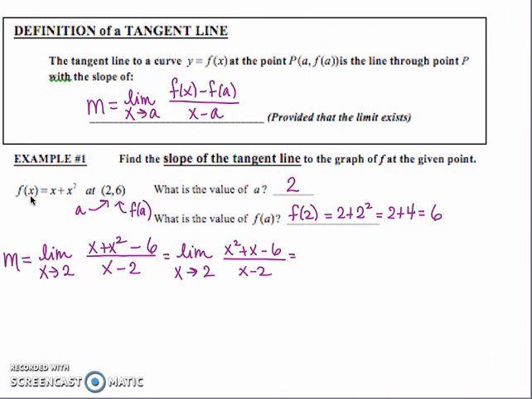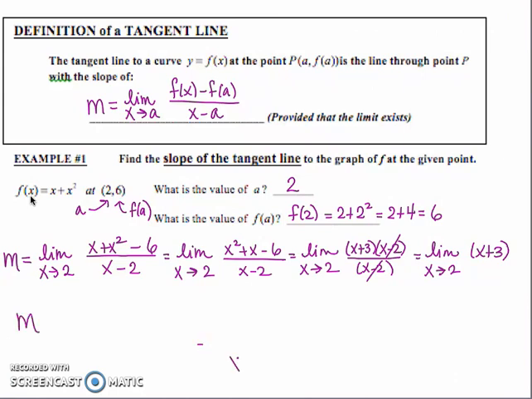And now I'm going to look at factoring that. That's an easy factor. Two numbers that multiply to make a negative 6 and add to make a positive 1 are going to be positive 3 and negative 2. So x plus 3 times x minus 2 over x minus 2. Now you can see those x minus 2's are going to cross out. So we are left with the limit as x approaches 2 of x plus 3. So now we can evaluate that. So our slope is going to be equal to 2 plus 3, which tells us that our slope is equal to 5.